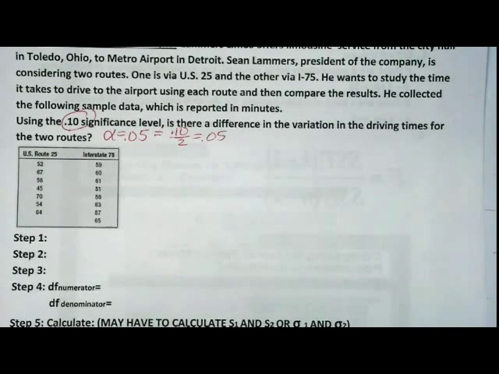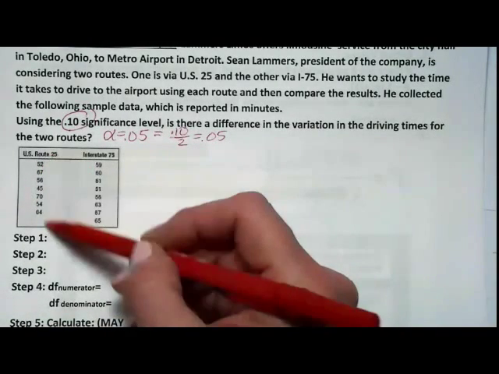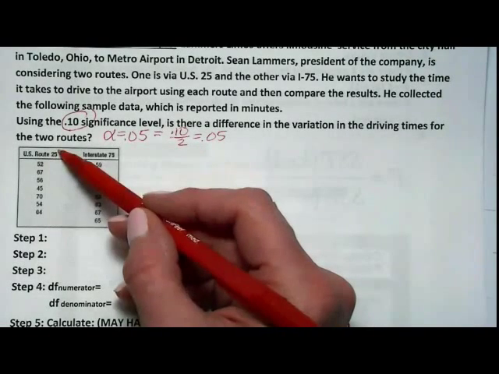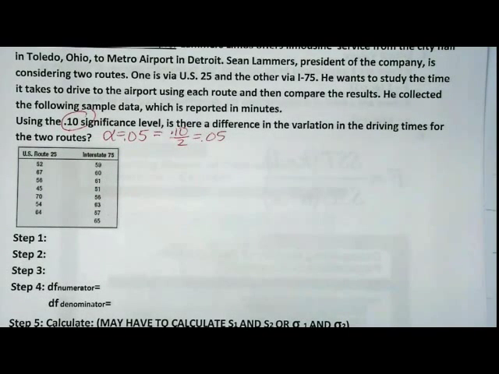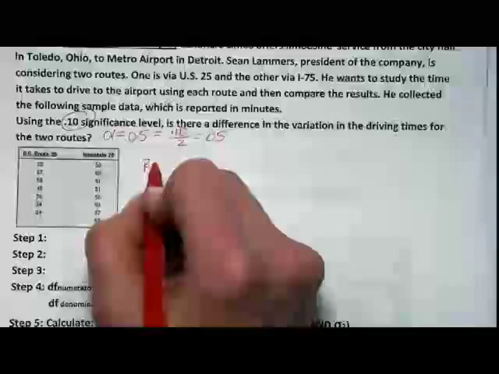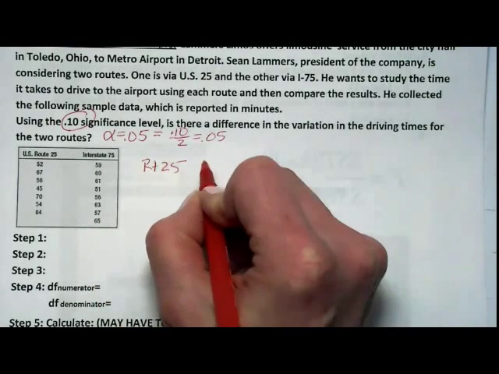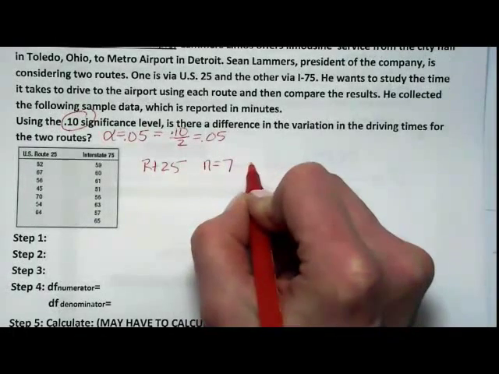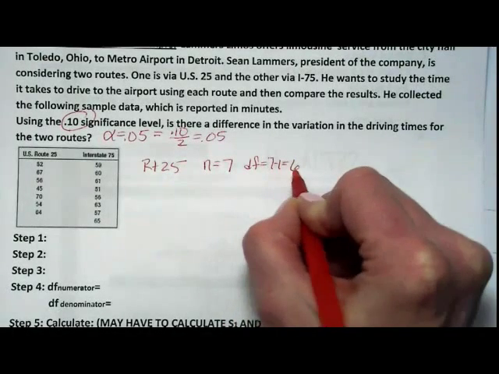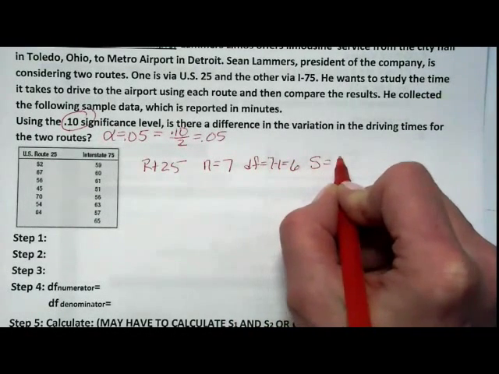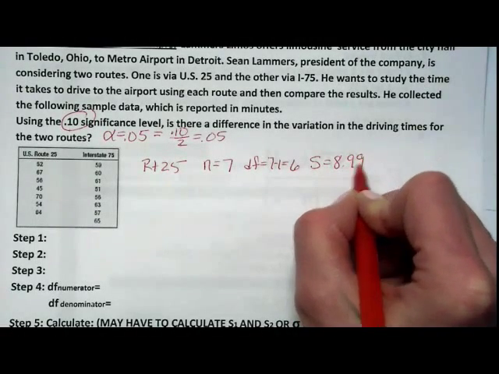The first thing you will do is calculate the mean, standard deviation, sample size, and degrees of freedom for each set of data. So I'd like you to pause the video and calculate those. Okay, I'm going to write them down. US 25: the sample size is 7. Degrees of freedom is 7 minus 1 or 6. Standard deviation is 8.99.